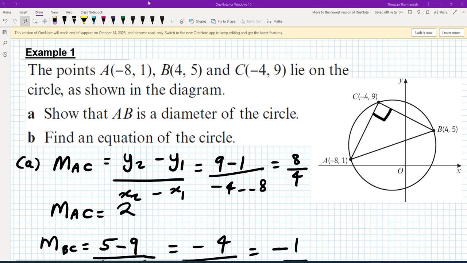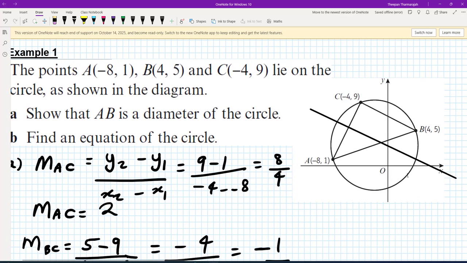Now, for part B, even though we've shown that AB is the diameter of a circle, I'm going to pretend that we don't know that. And what we're going to do is draw a perpendicular bisector through the point AC, like so. Just do that in one colour. It has to go through the midpoints. So bear in mind this is a sketch, just for your understanding. It's not drawn to scale.